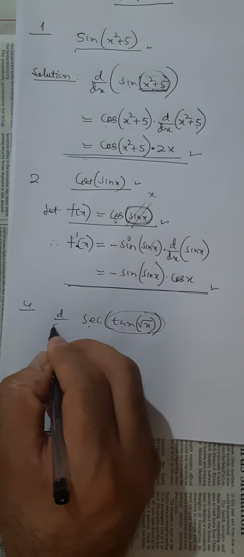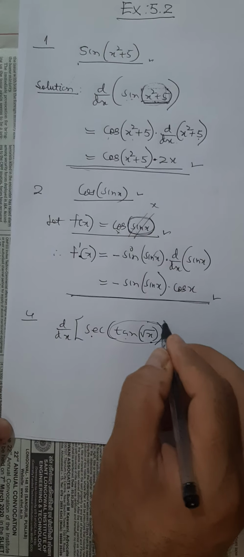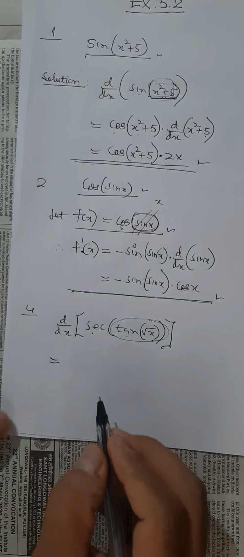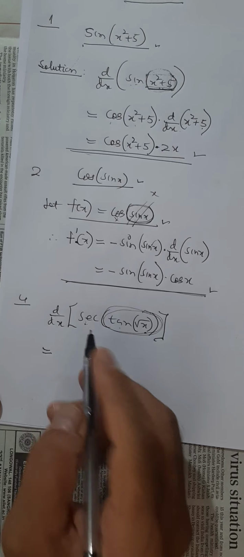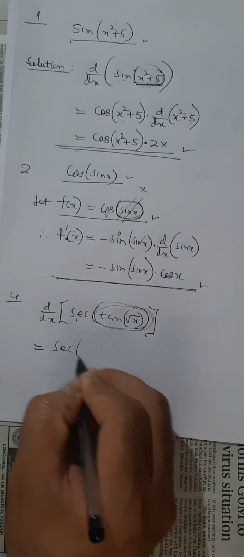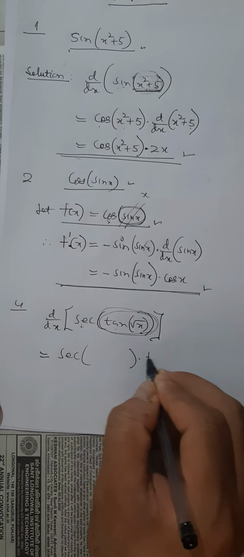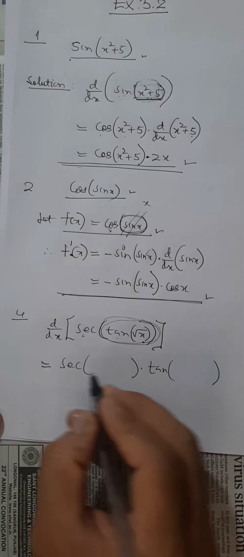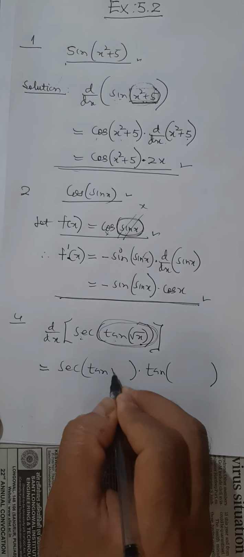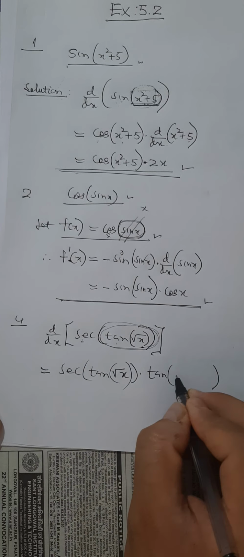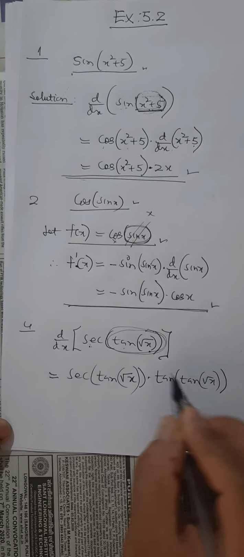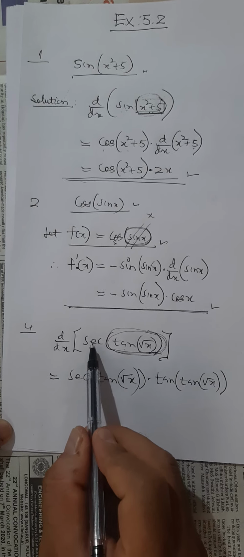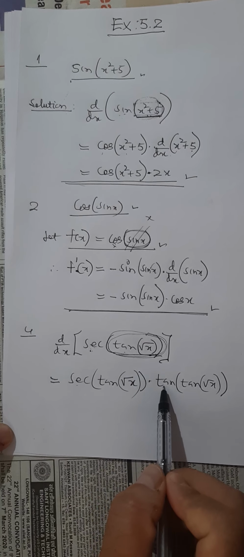So let me write here d by dx. You are differentiating this, remember. This is equals to, first you consider this bracket as x. What's the derivative of sec x? Sec x into tan x. So that bracket as it is, remember. Tan of root x into here tan of root x. You imagine that bracket as it is. Derivative of sec x is sec x into tan x.